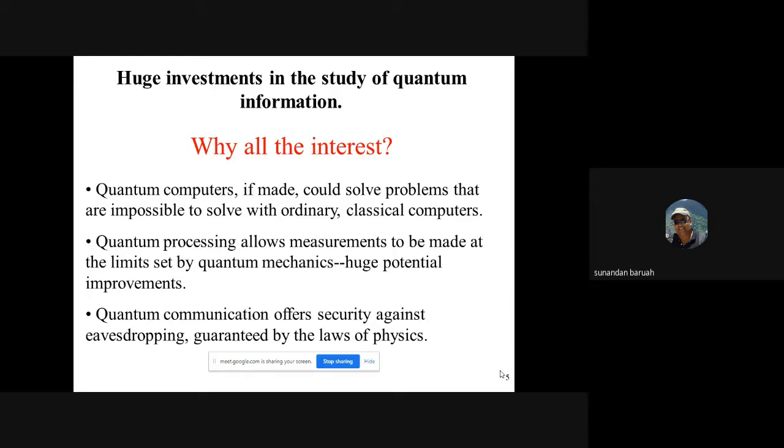So quantum processing allows measurements to be made at the limit set by quantum mechanics. I'm sure all of you, being faculty members, are definitely conscious of the fact that when we decrease the size of something, going smaller and smaller, classical mechanics doesn't hold good. Then we have different phenomena happening, and we need a different set of equations to govern the same material with reduced size.